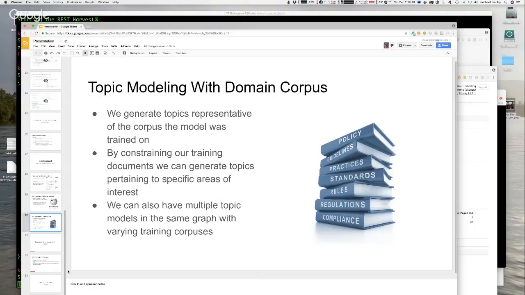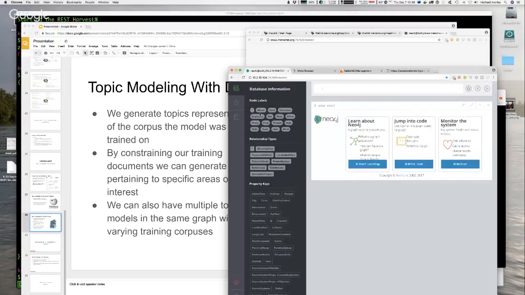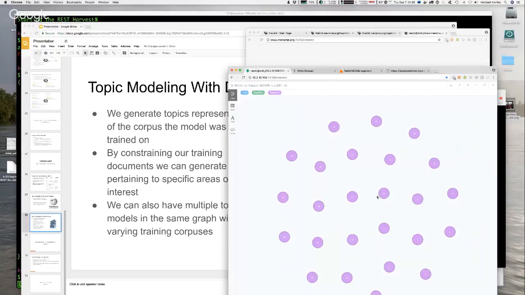Where's our Neo4j? We have Neo4j. All right. Let's see if we can find women's basketball. I think it's that number six. Number six?